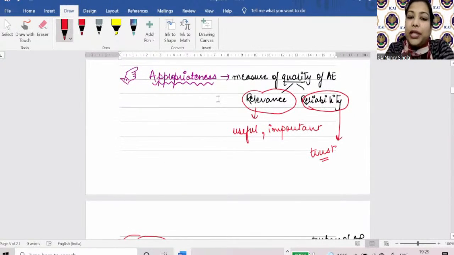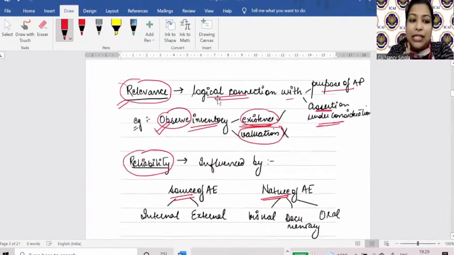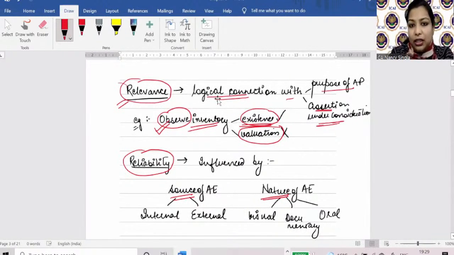See, appropriateness is a measure of the quality of audit evidence. Okay? And it is influenced by whether the information is relevant and reliable. What is meant by relevance? It means that whatever information you want to use as audit evidence should have a logical connection with the assertion that you want to check. Let's say the auditor wants to check the ownership of the building. So can he check this by performing inspection of the building? No. In order to check the ownership, he will have to inspect the title deed. So it should have relevance with the assertion to be checked and the purpose of the audit procedure.